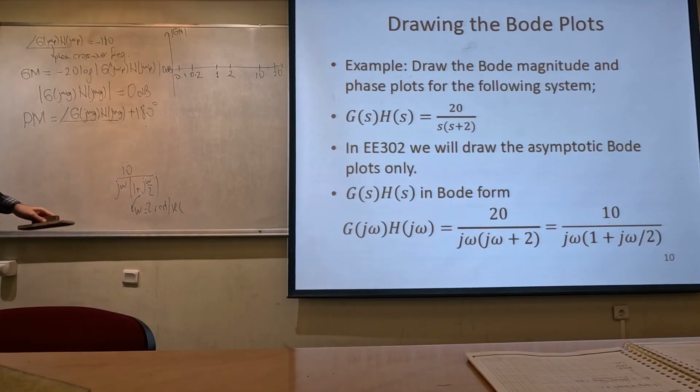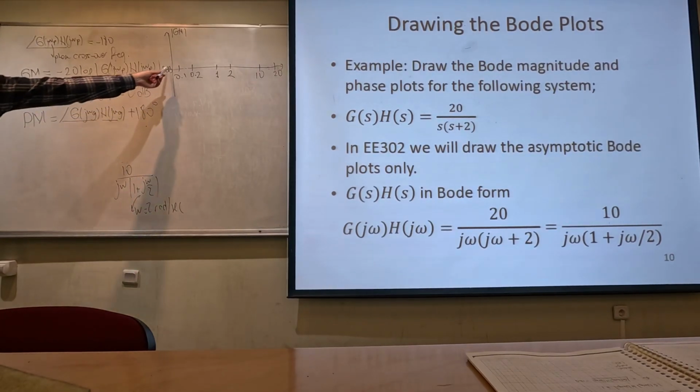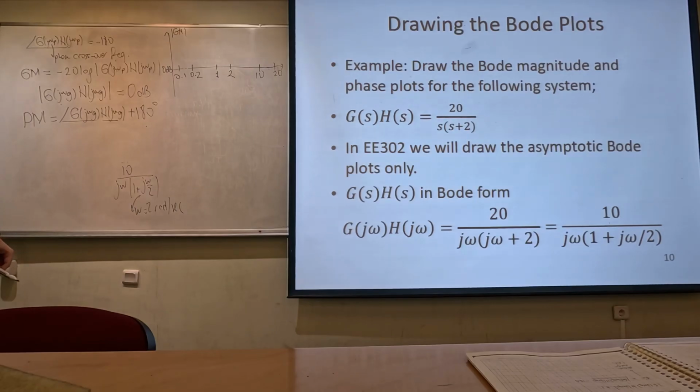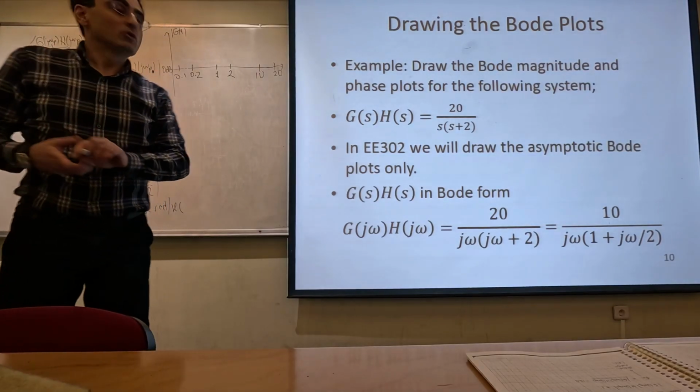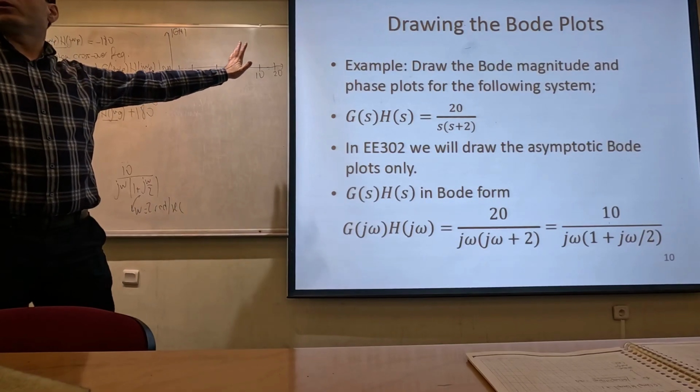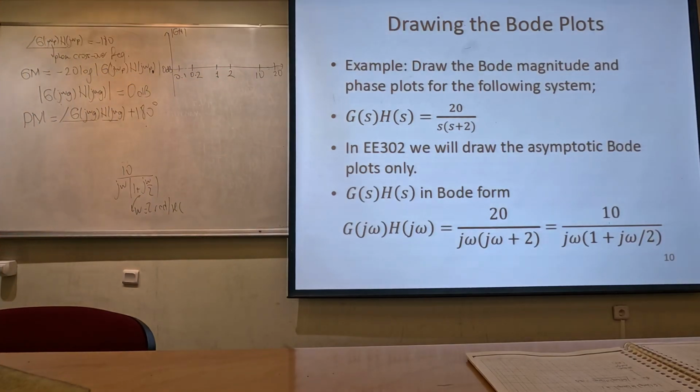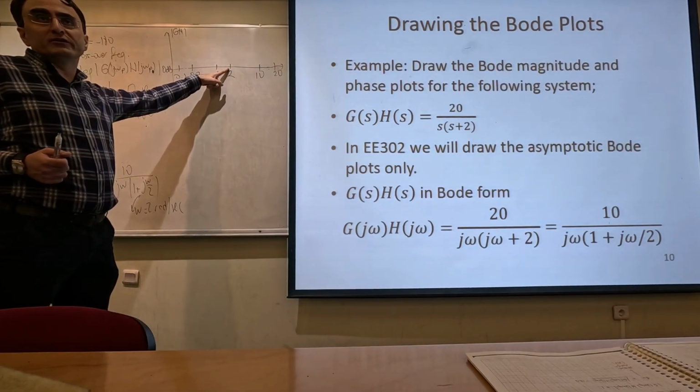I'm trying to draw this thing. So the first thing: where on this plot is frequency 0 radians per second? Where is it? What is the logarithm of 0? Minus infinity. It is somewhere there, so it is never visible. Frequency 0 is never here. So here we have frequency 0.1. This is my only corner frequency in this system.